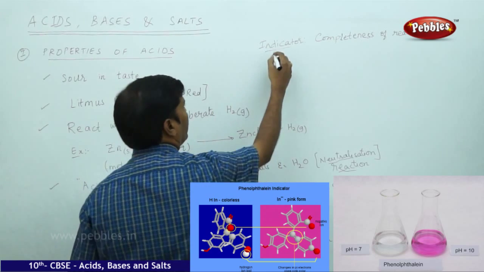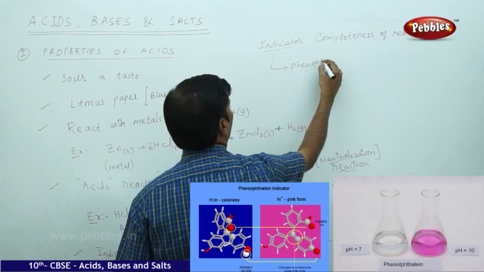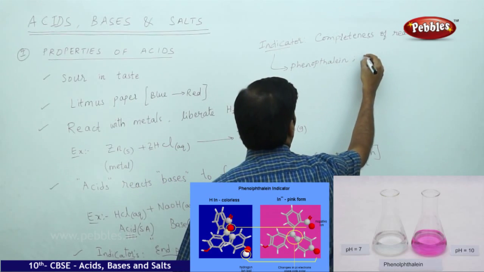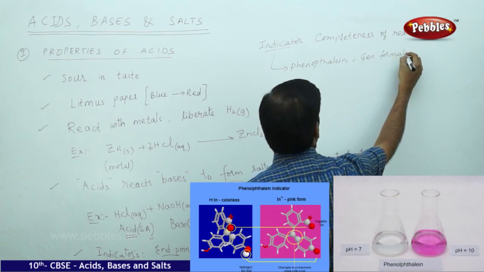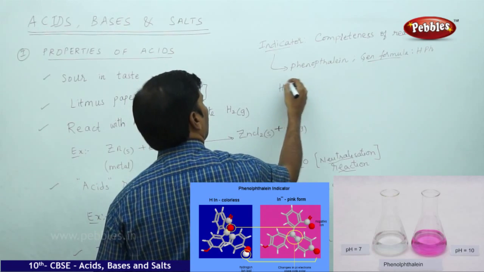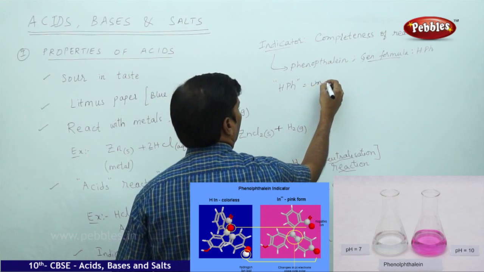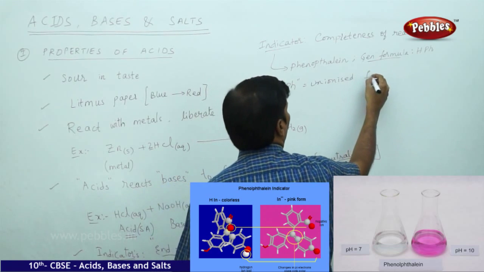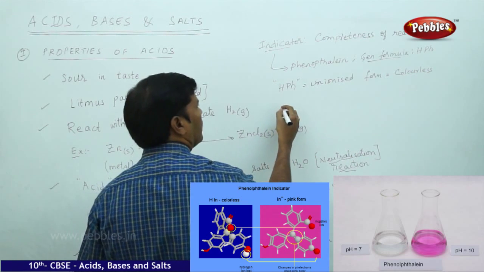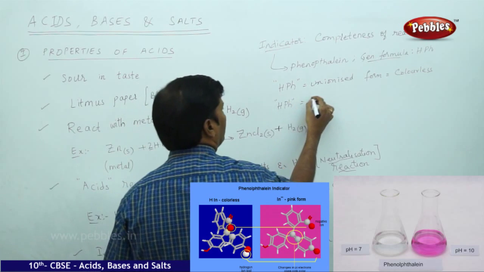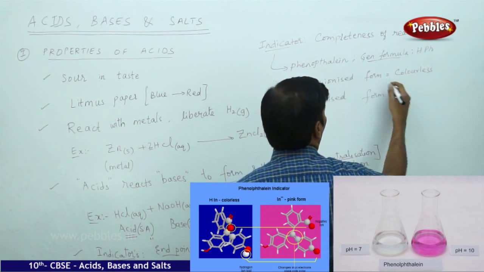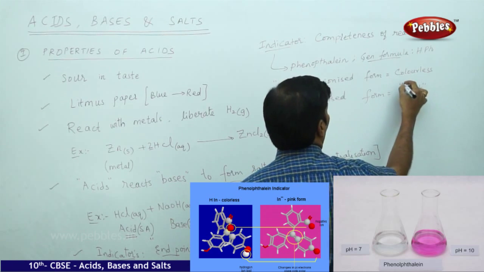So if you take an example of an indicator, it is phenolphthalein. The general formula of phenolphthalein is HPh. This phenolphthalein in unionized form is colorless, but the same phenolphthalein in the ionized form acquires a new color, that is pink color.